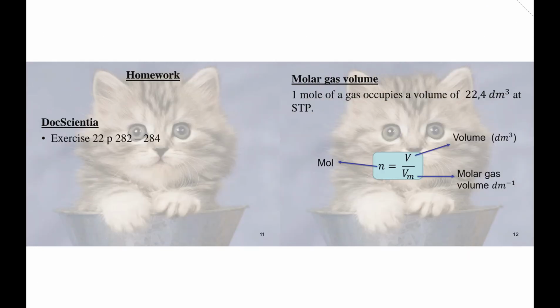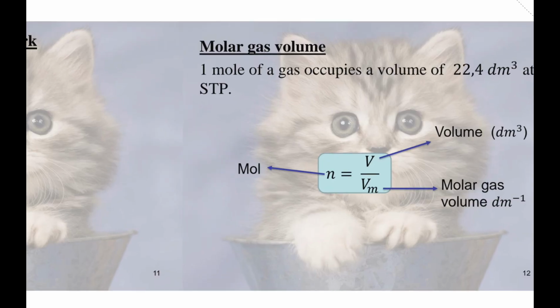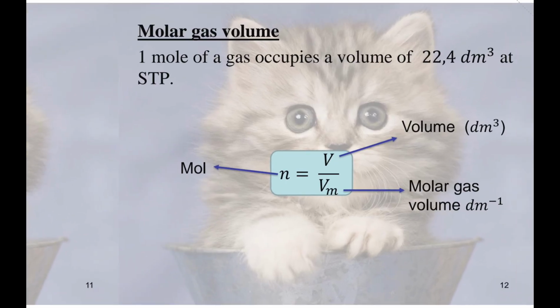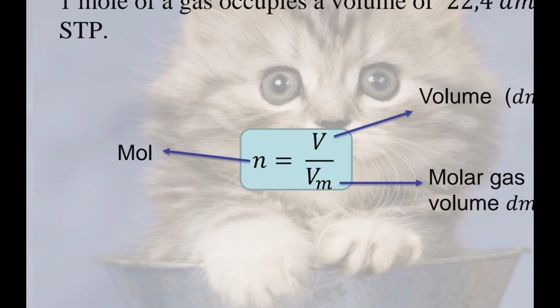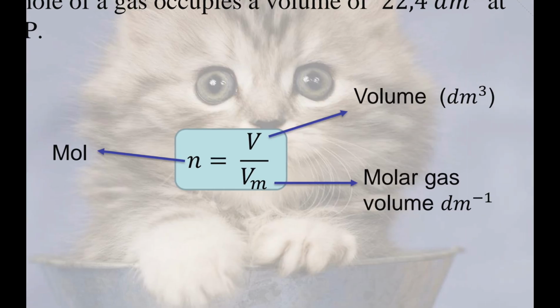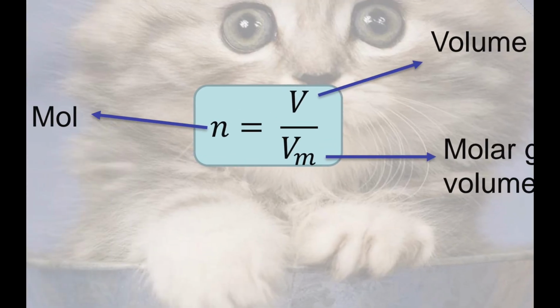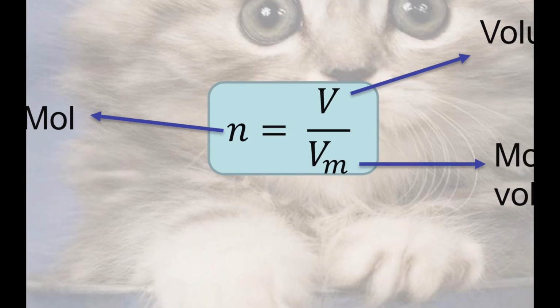And let's go to molar gas volume. As you can see, there is another formula that you need to know, which is n equals V over Vm. One thing you need to know is that at STP, 1 mole of gas occupies a volume of 22.4 dm³. So Vm means molar gas volume, which is 22.4 dm³.